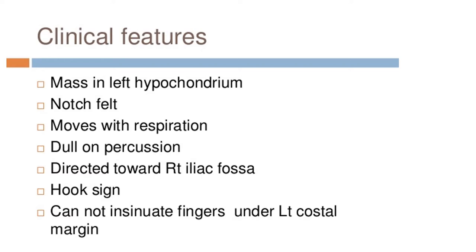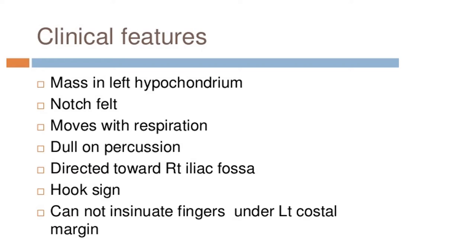अब मास इन द हाइपोकॉन्ड्रियम का जो क्लिनिकली या वाइवा में हमारे पास से क्वेश्चन पूछा जाता है वो ये होता है कि व्हाट इज द डिफरेंस बिटवीन द एनलार्ज्ड स्प्लीन एंड एनलार्ज्ड लेफ्ट किडनी. सो देयर आर द डिफरेंसेस. नंबर वन, नॉच इज फेल्ट इन द स्प्लीन, व्हाइल नॉच इज नॉट फेल्ट इन द रीनल मास.